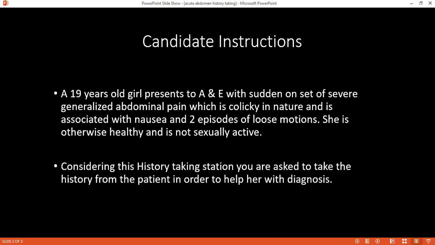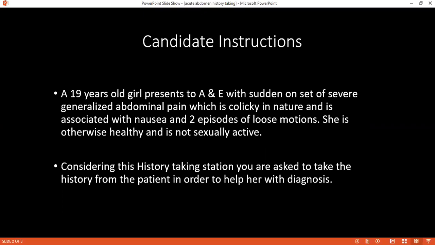So when did it start? Yes, it was coming and going, but now it's severe, very severe. Can you rate this pain out of 10, considering 10 is the most severe? Yes, 10. What does it feel like, please? It's colicky. Can you point at the site of the pain, please? Yes, right here, in all my tummy.